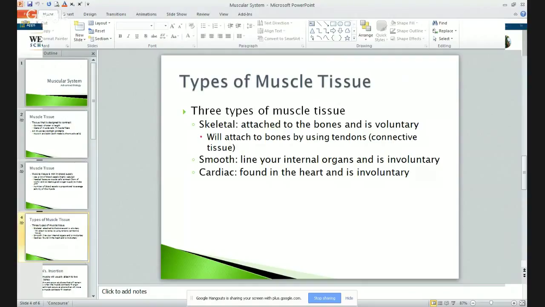So that's going to be like your biceps, triceps, your glutes, your obliques, all that stuff. Everything that's going to help you move. Your smooth muscle, if you remember, is going to line your internal organs, and you can't really control that. So it's going to line, for instance, the inside of your esophagus.